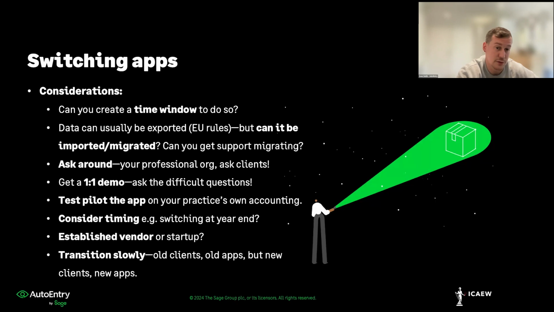And then transitioning. So thinking about your transitioning, whether you want to do it fast or slow, you'll have existing clients on existing apps. So an easy starting point is any new clients will just go onto your new app stack, right? And then you can focus on migrating your existing clients over to the new ways of working on the new product. Step by step. You could do it in bite-sized chunks or VAT quarters or whatever way you want to split it up. So that's some considerations when switching apps.